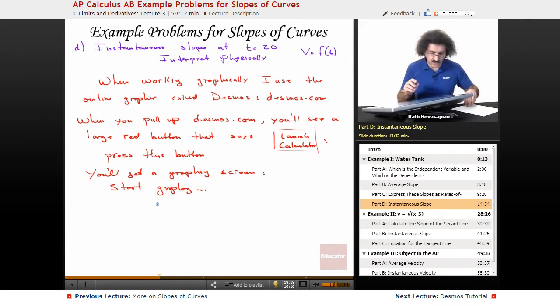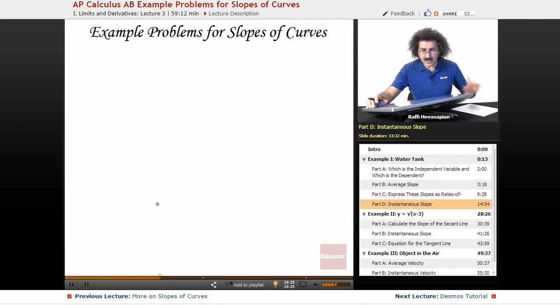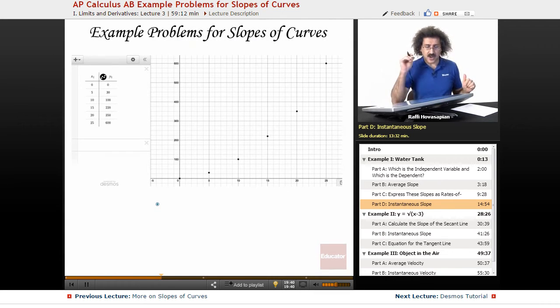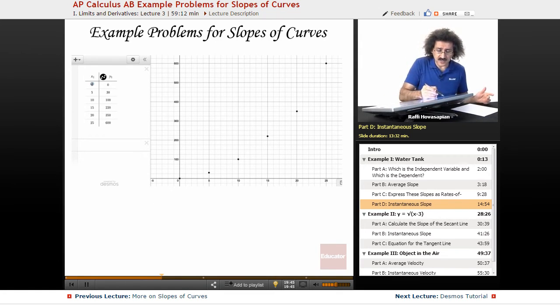Now let's return to the problem at hand. Again, we are concerned with trying to find an instantaneous slope, an instantaneous rate of change, the derivative, at a value of t equals 20. Essentially what I've done with Desmos is plotted the values. This is the time t, and this is the volume. At time 0, there's nothing in it. At 5, there's 30. At 10, there's 100 gallons. At 15, 220. I've plotted these as points that you can see.